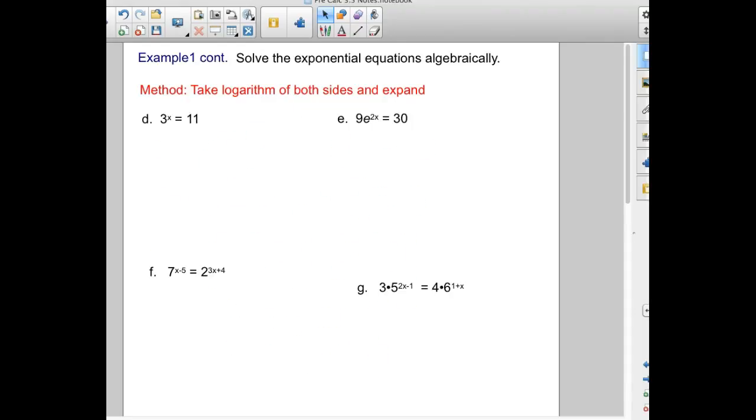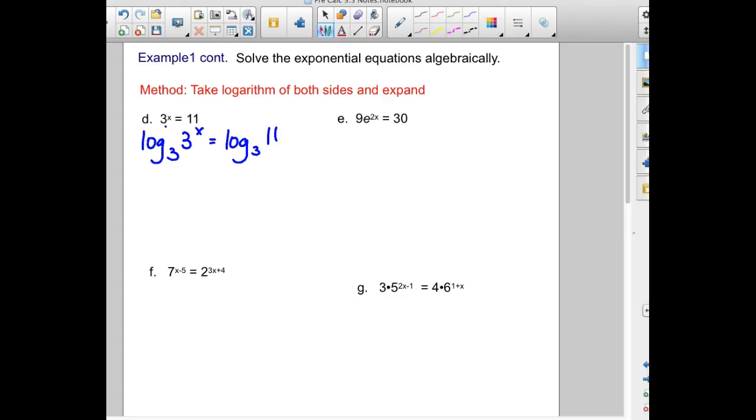All right, the second method was to take the logarithms of both sides and expand, and we can use logs with any base. Sometimes we'll look at the base and say, well, if we have a base here of 3 being raised to a power, let's use log base 3. So if we take log base 3 of 3 to the x, on this side we have to do the same thing, log base 3 of 11.